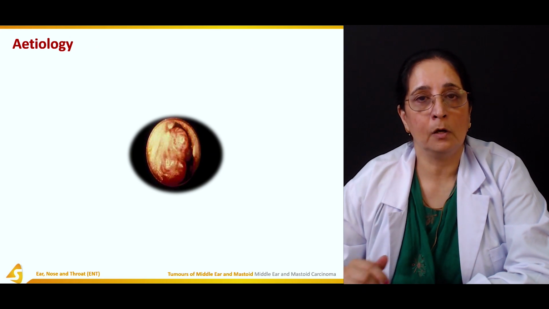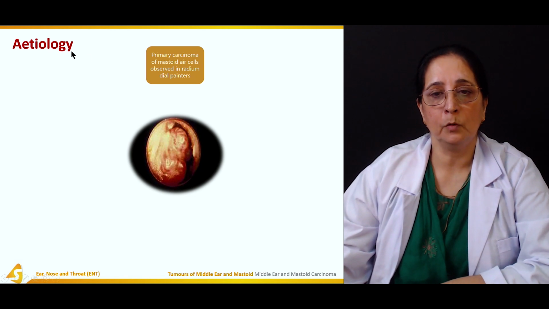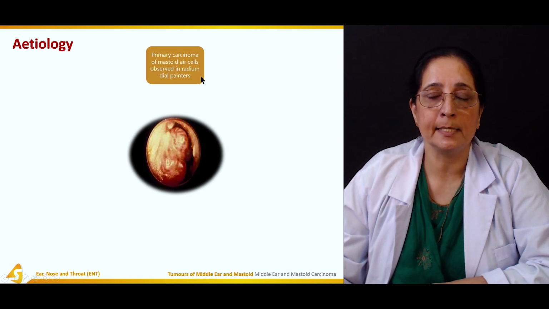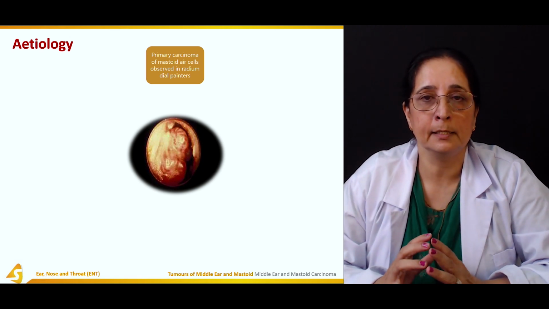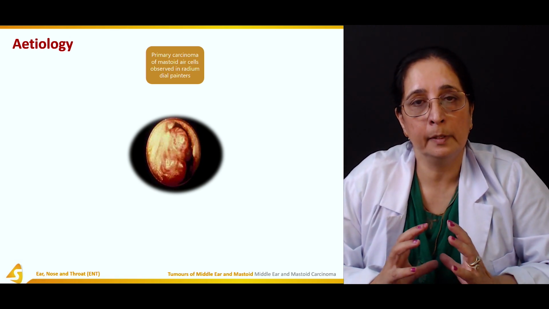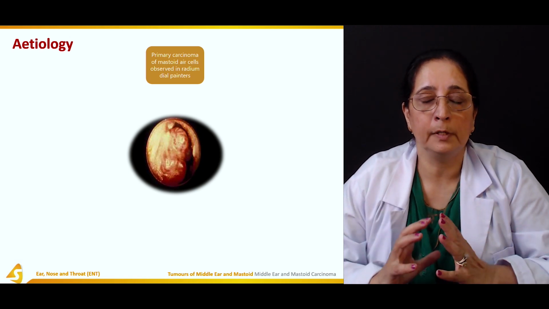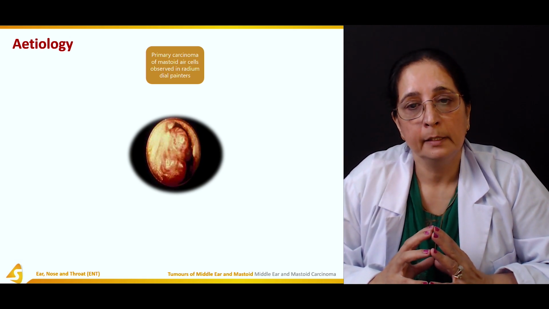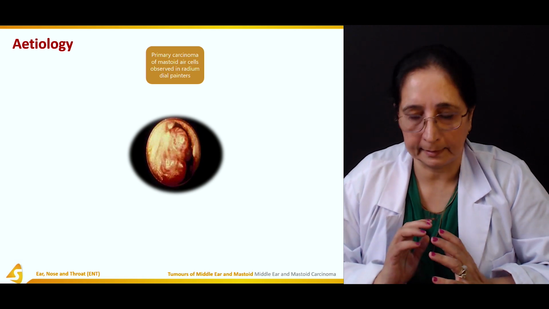The causes of carcinomas: we have primary carcinoma of mastoid air cells observed in radium dial painters. So usually the radium dial painters are the painters who paint the sides of the clocks, and they are the ones who can develop the primary carcinoma of mastoid air cells.